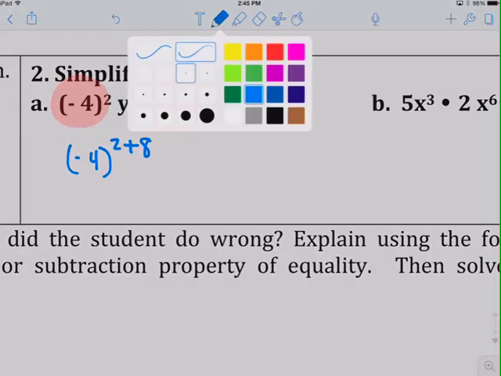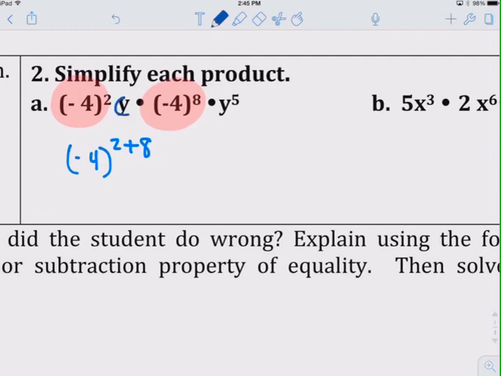And the y's are 1 plus 5. Y to the first plus the 5, right? Yeah. So your answer is -4 to the 10th and y to the 6th, right?